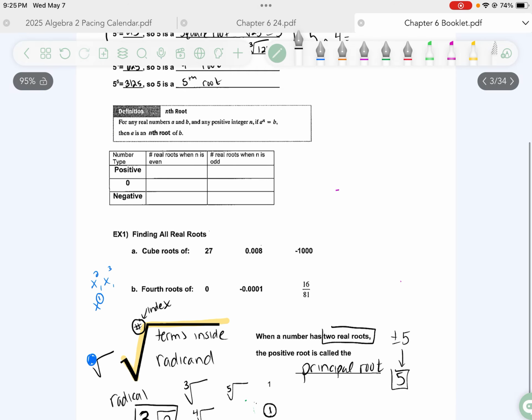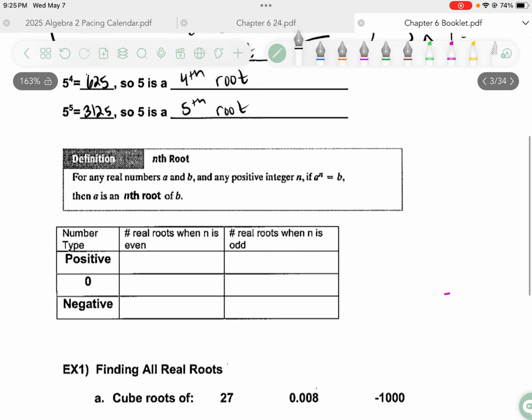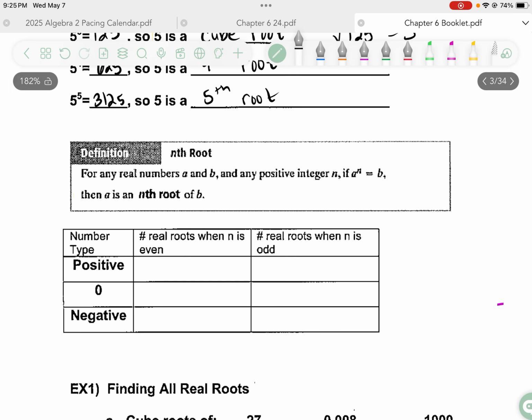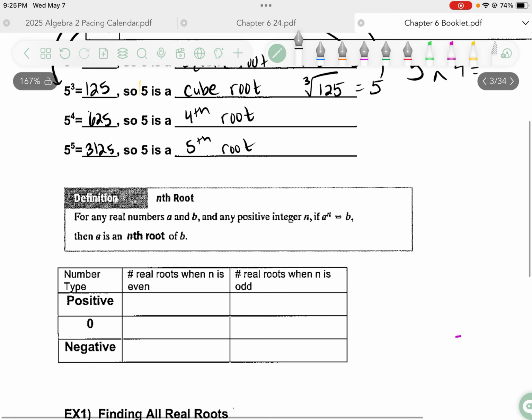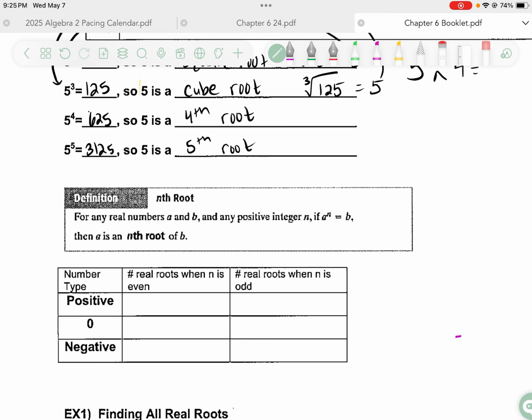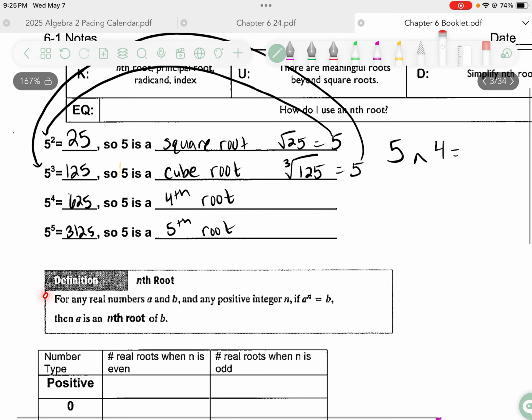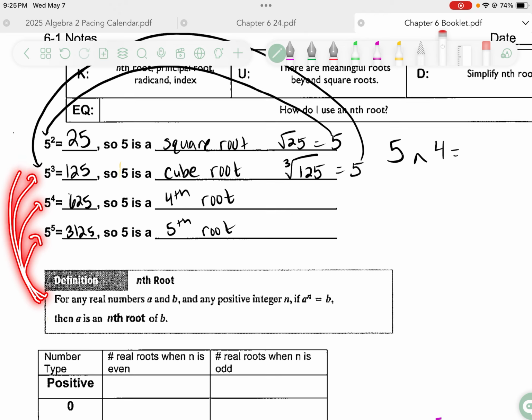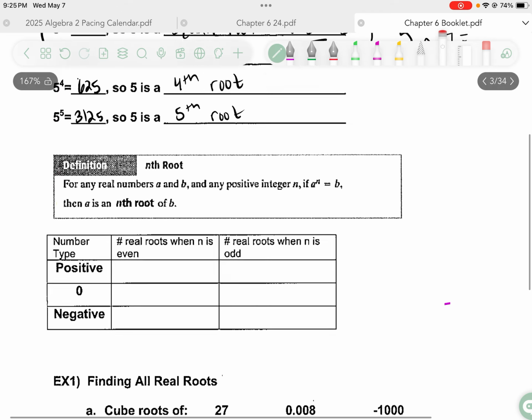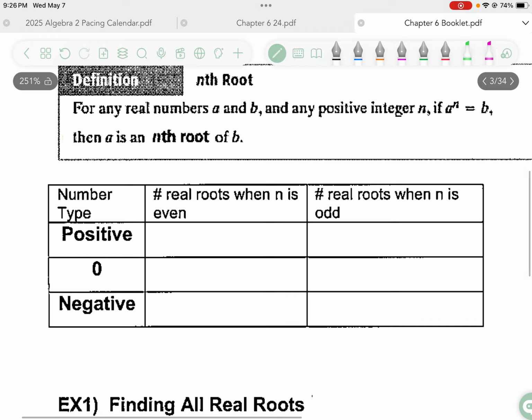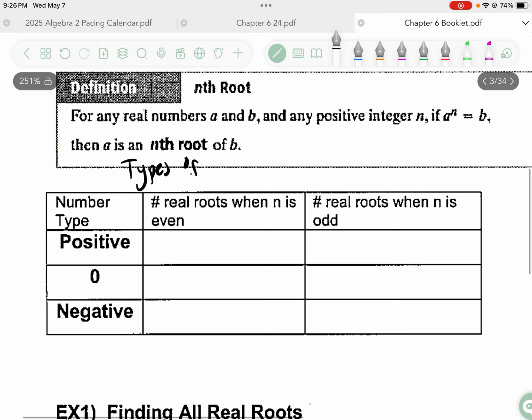Okay, so now let's go ahead and go up to the middle here. So the definition says for any real numbers a and b and any positive integer n, if a to the n equals b, then a is the nth root of b. So that's basically just what we were going over up top here with these 4 examples. Okay, so now this box talks about the types of answers you're going to have, and how many.